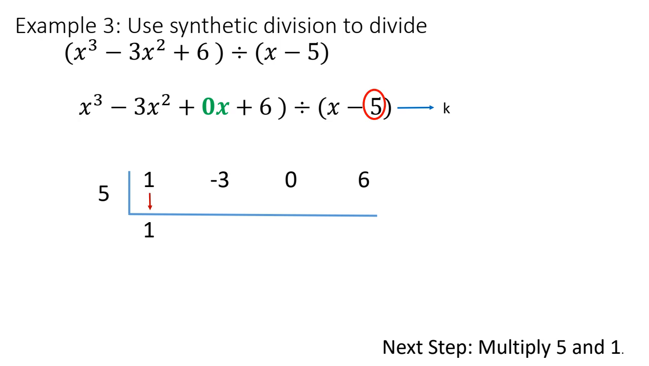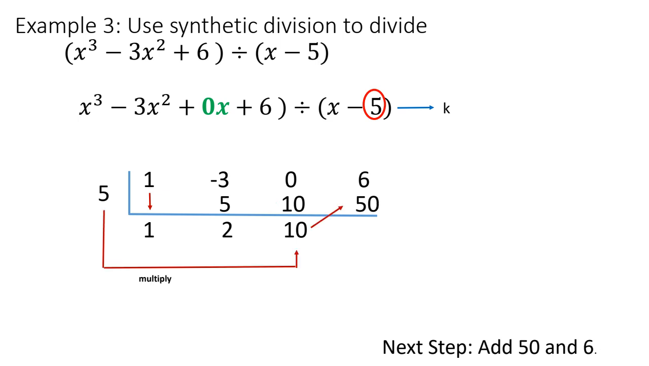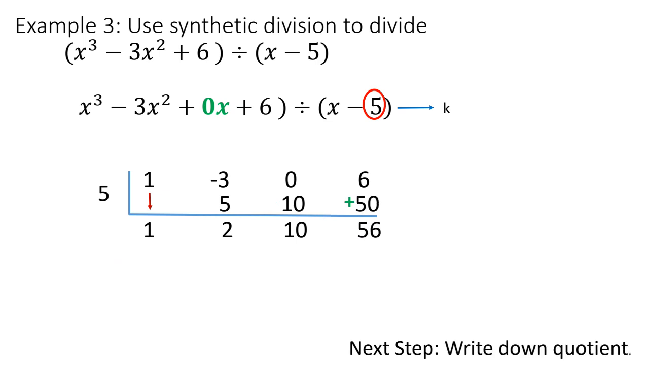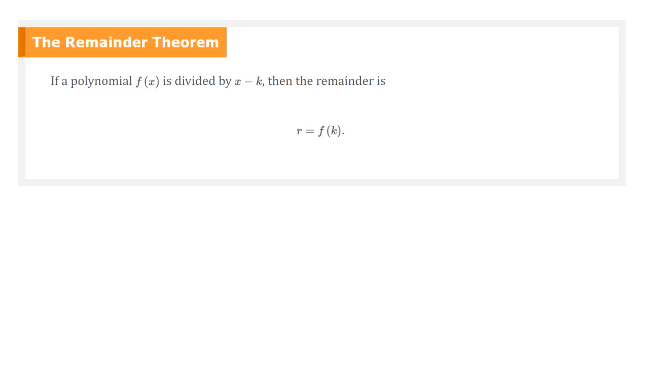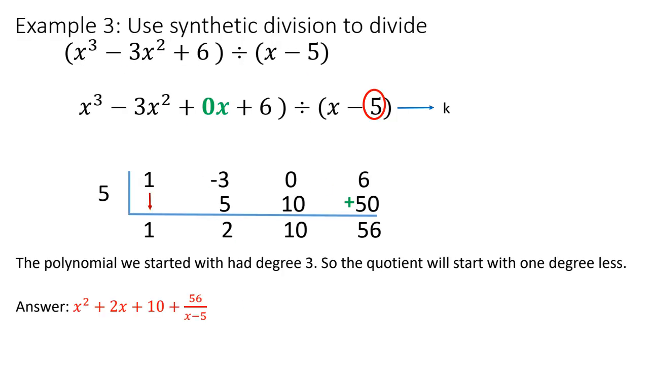Bring down the 1. 1 times 5 is 5, plus negative 3 is 2. 5 times 2 is 10, plus 0 is 10, times 5 is 50, plus 6, 56. So if we write our answer, we're going to go 1 degree less. So we started with cubes, so this would be x squared plus 2x plus 10 plus our remainder divided by x minus 5. Okay, so that is how we divide a polynomial by another.